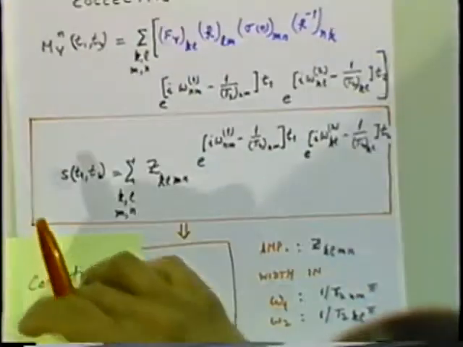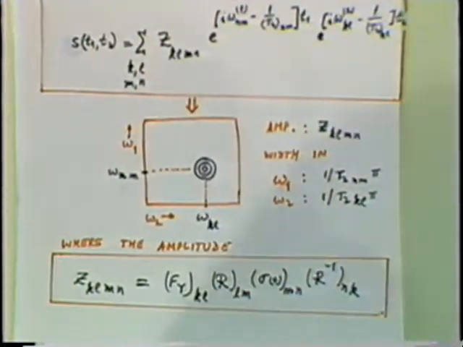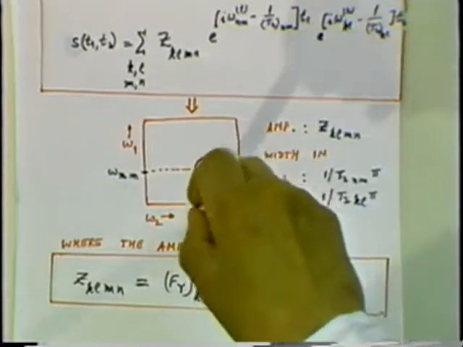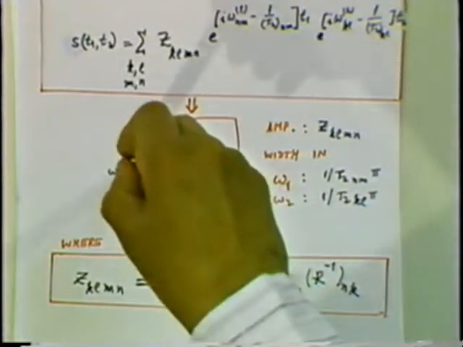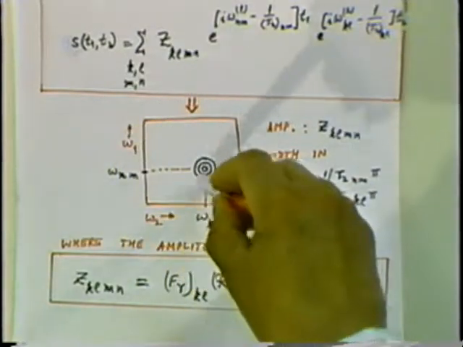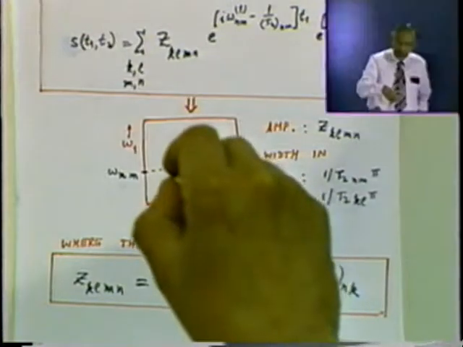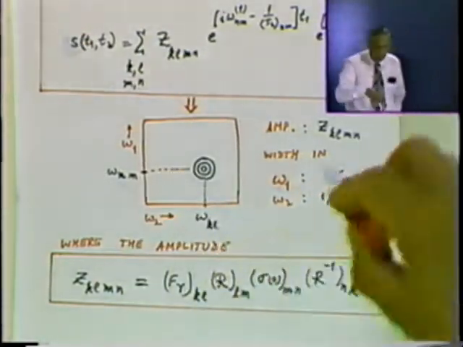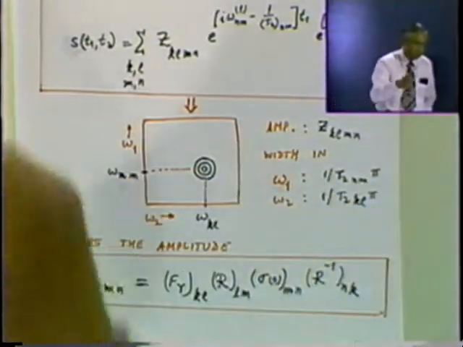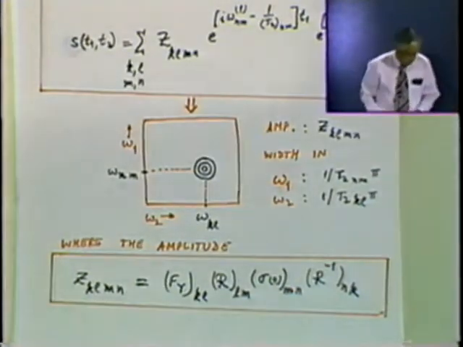Okay, and essentially pictorially this is what I have here, that you have a frequency omega kl in t2 and a frequency omega nm in t1 or omega 1, and this is omega 2, of an amplitude zklmn. So we now have an expression for the amplitude and the intensity of signal in a 2-dimensional NMR spectrum, where the amplitude is given by this.